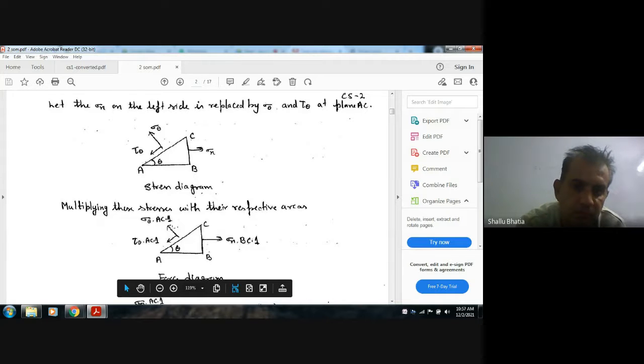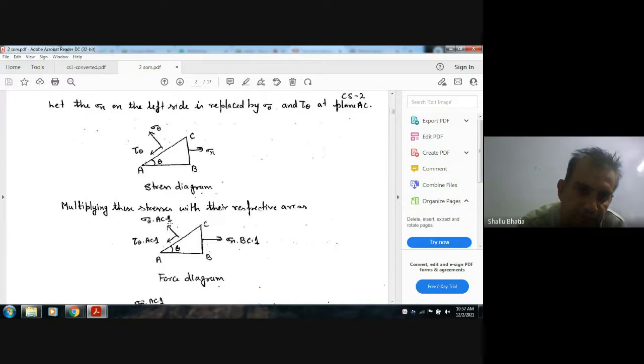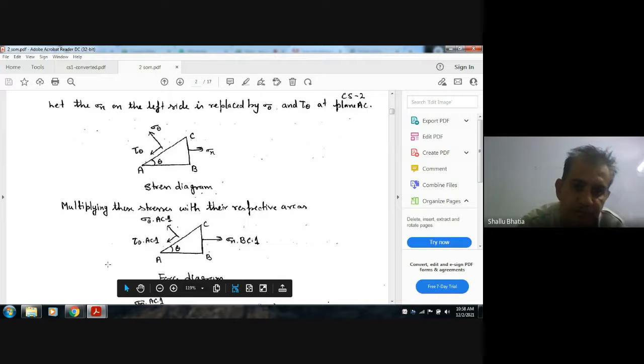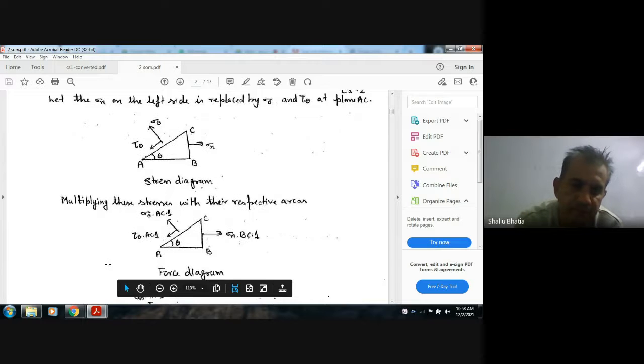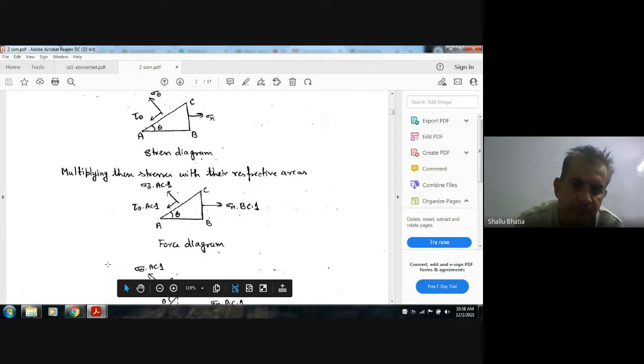So the area for this sigma theta is perpendicular to the sigma theta, because it is tensile or compressive stress or normal stress. So sigma theta into AC into 1. And the area for this tau theta is AC into 1, because in shear stress the area is parallel to the applied stress. So tau theta into AC into 1. So this is the force diagram for this.